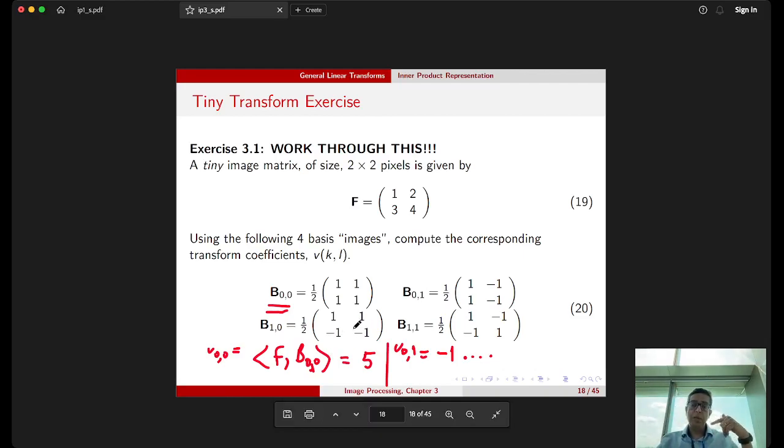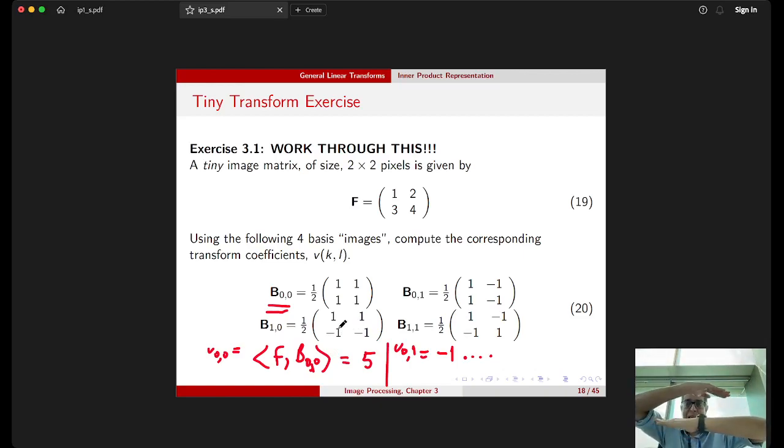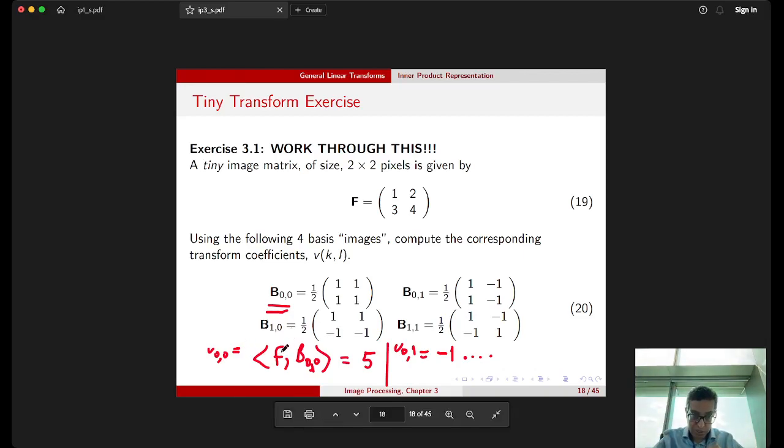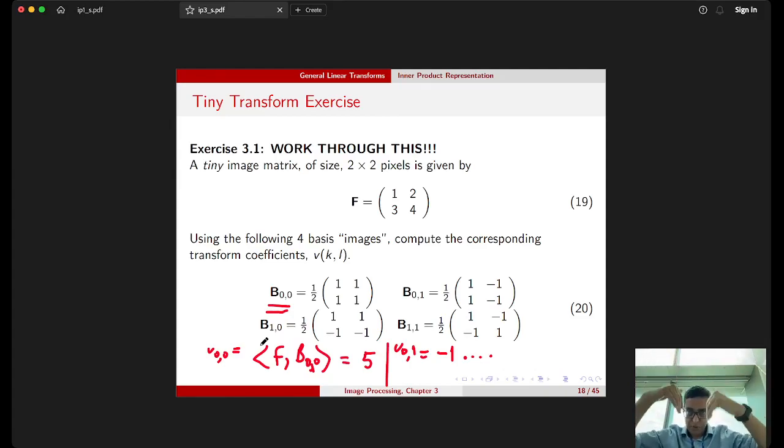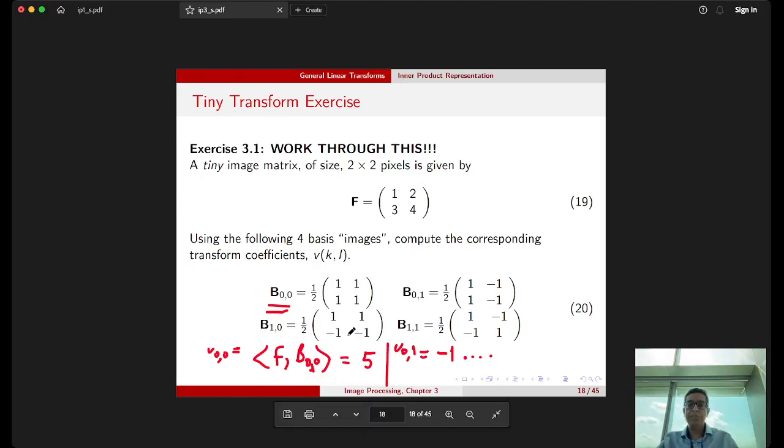This basis image, on the other hand, is weighting rows positively here and negatively here. So if we get big values in transform space associated with this basis image, it's giving us some information about a change between rows in the image. And so it's telling us about a change in intensity in going from top to bottom, or vice versa, depending on the sign of this change.